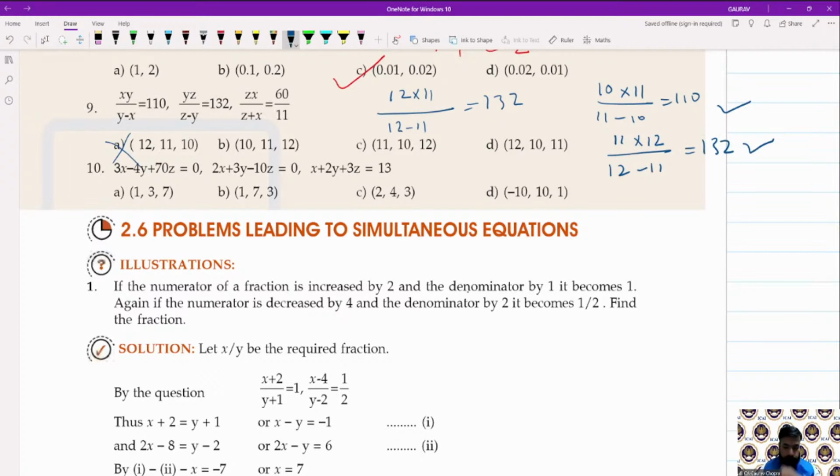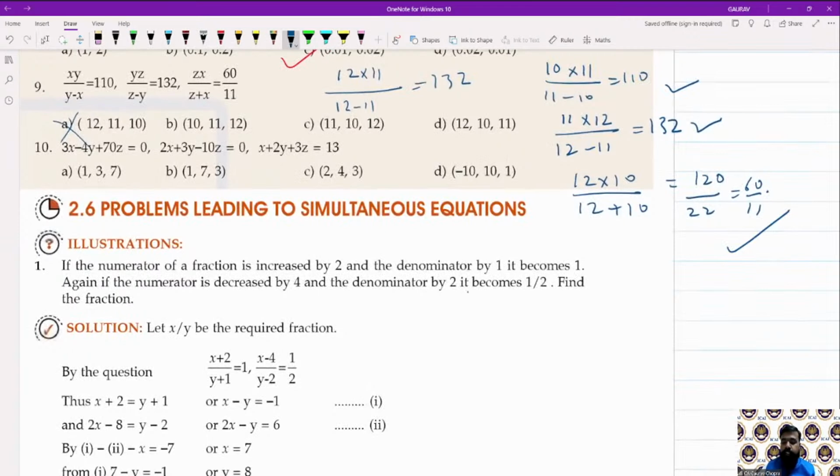Then the third one, zx upon z plus x equal to 60 by 11. So zx is 12 into 10 upon 12 plus 10. So how much are we getting? 120 upon 22, so 60 by 11. So it is satisfying all the three equations.